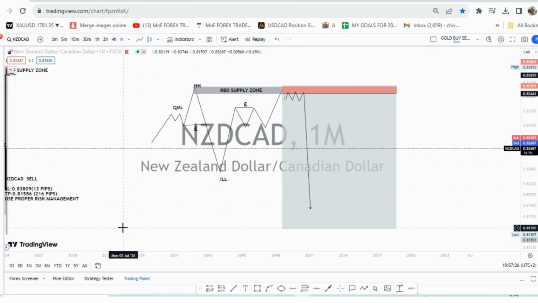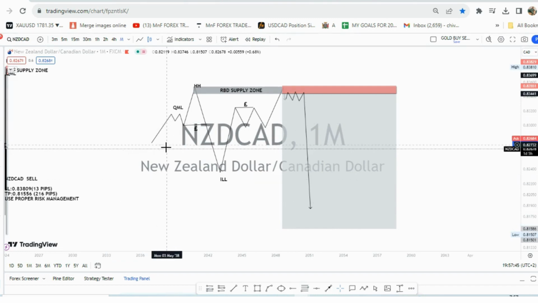Okay, so you always have to make sure that the market is either in an uptrend or a downtrend. Make sure you're trading in the direction of the major trend. So for example, in this particular trade, the market was going to the downside. Therefore, I was looking to short the market. If the market was going to the upside, I was going to long the market.